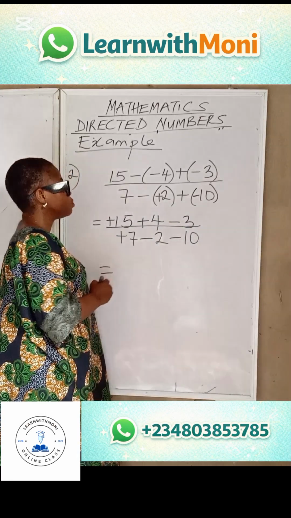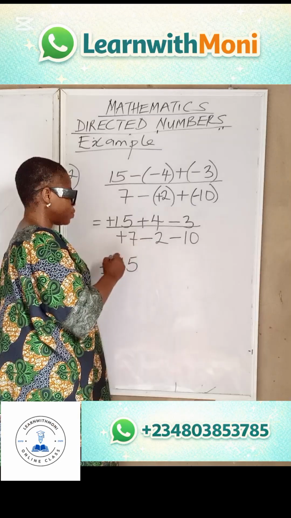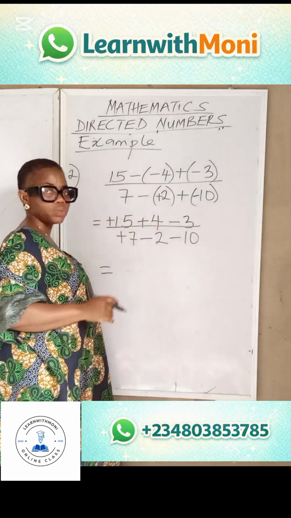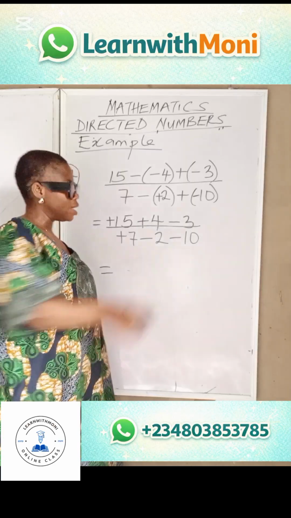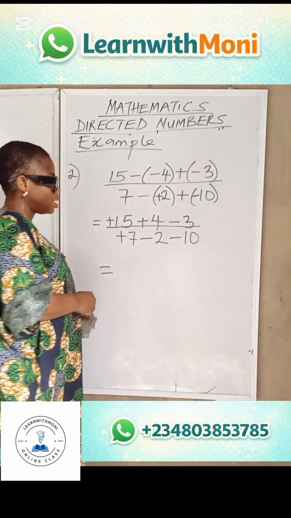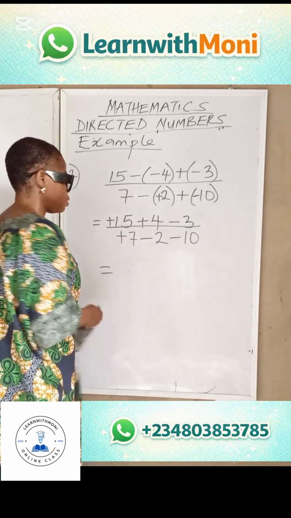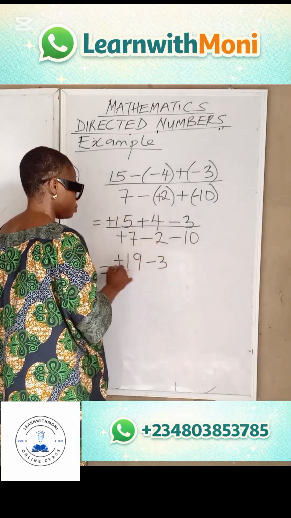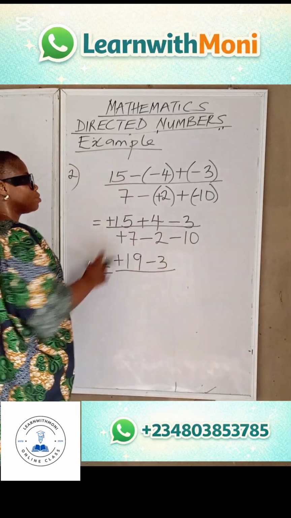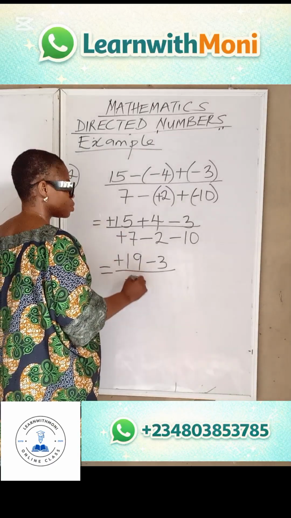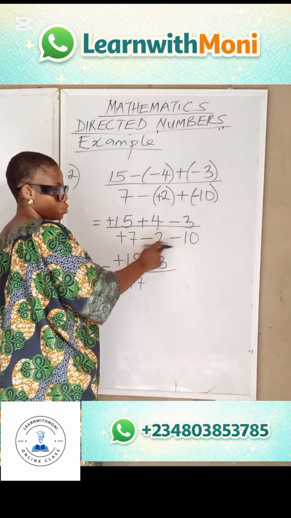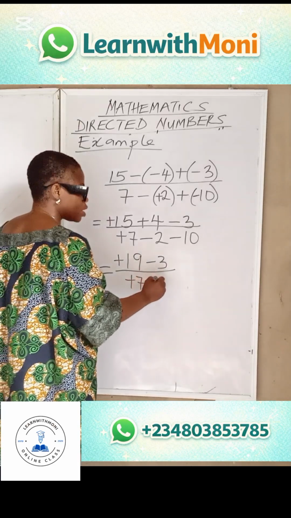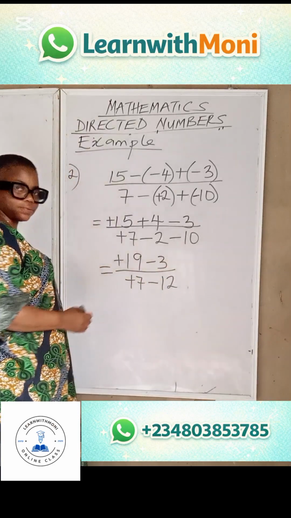This is equal to positive 15. Let us simplify it. Plus 15 plus 4. I have 15 in my right pocket and 4 in my left pocket. That means I have a total of 19. That is positive 19, then minus 3. Everything divided by positive 7. I'm owing Taiwo 2, I'm owing Kehinde 10. That means I have a total of 12 for my debts.